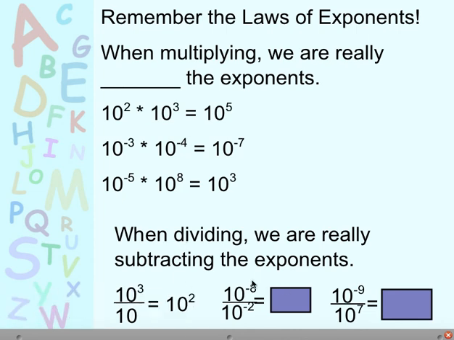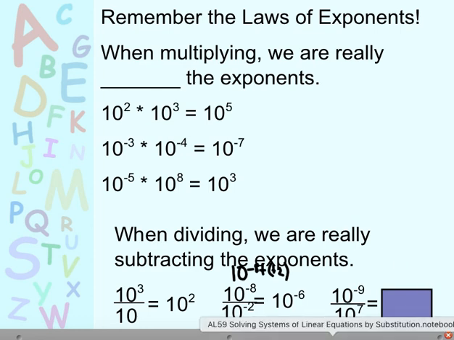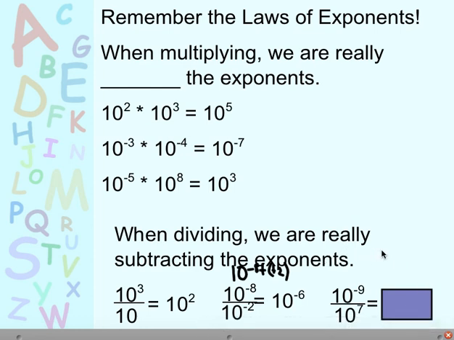10 to the negative eighth divided by 10 to the negative second, 10 to the negative eighth minus a negative 2, we actually need to add the opposite. So 10 to the negative eighth minus a negative 2, well, those negatives make a positive, so negative 8 plus 2 is 10 to the negative sixth. And then 10 to the negative ninth divided by 10 to the seventh, we're going to do 10 to the negative ninth minus 7. So we're going farther into the negatives, and we get 10 to the negative 16th.